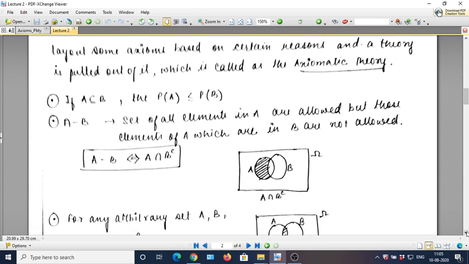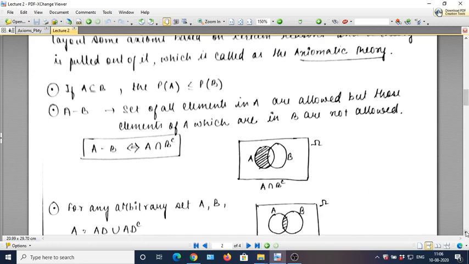Then certain other conditions or corollaries that can be arrived at based on these axioms are as follows. If A is a subset of B, then P of A has to be less than or equal to P of B, because there are certain sample points in B, out of which some of them are in A. So whenever a sample point corresponding to A occurs, then the event B has also occurred. Therefore occurrence of the event A implies occurrence of event B, and the probability measure of A is less than or equal to the probability measure of B.